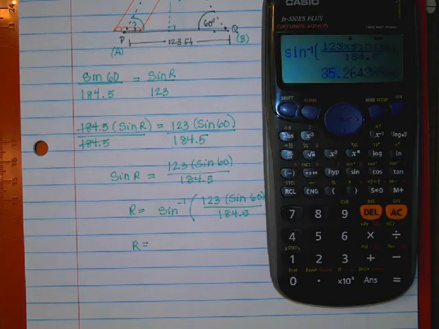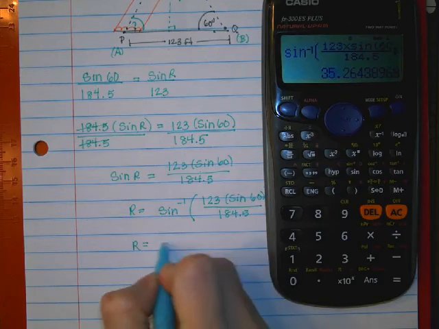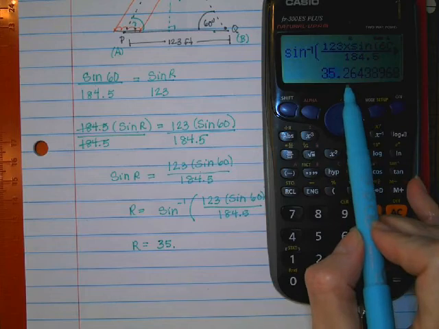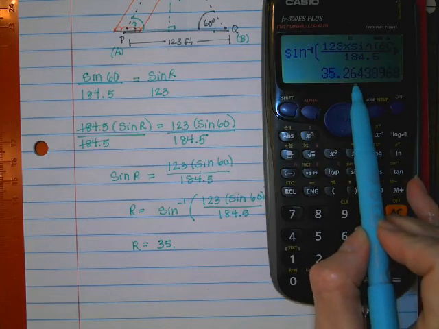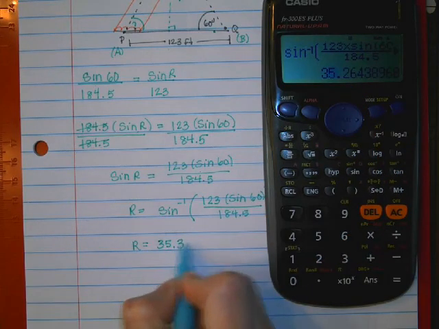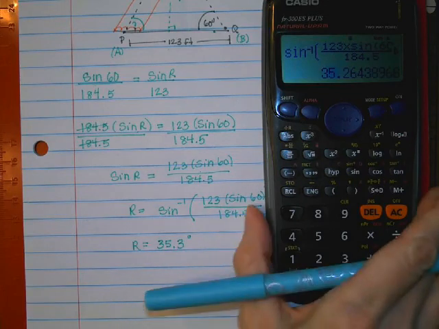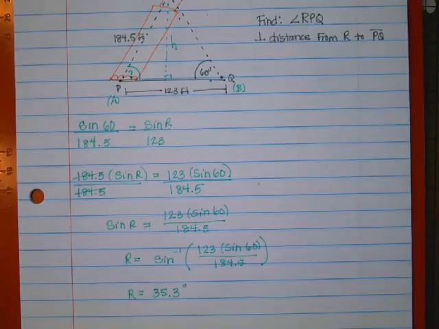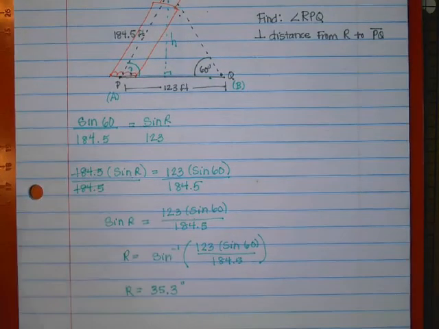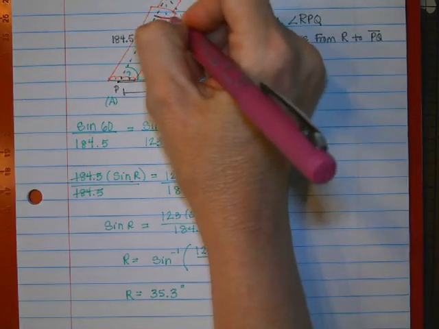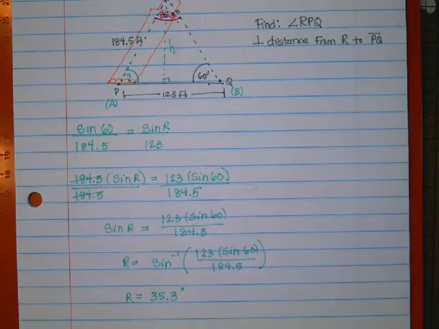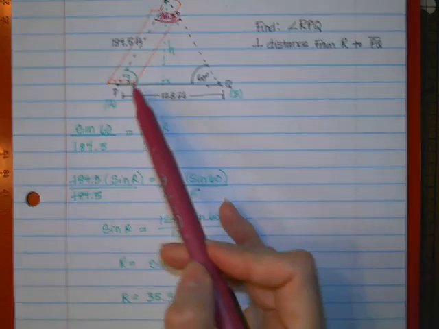Alright, we're going to round this to 1 decimal place, I'm sorry. Angles are to the tenth, sides are to 2. So 35 point, the 1 decimal place is 2. The 6 is 5 or bigger, so I round that 2 up to a 3. So 35.3 degrees. Alright, so now I'm going to take this calculator out of the way for a second, and let's look at what that means for us. That means this whole angle up here, angle R, is 35.3 degrees.